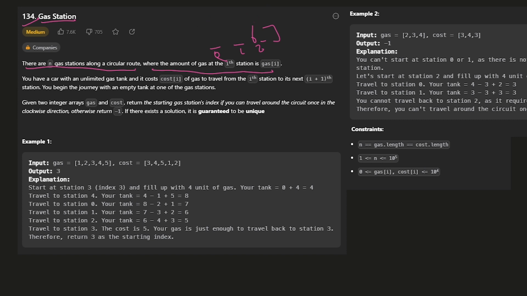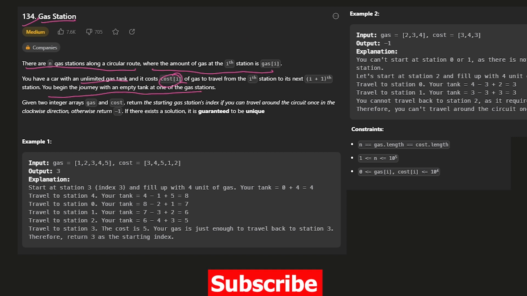Now let's remove this. Alright guys, so you have a car with an unlimited gas tank and it costs cost[i] of gas to travel from the i-th station to the next (i+1)-th station. That means moving from one station to another station, we need to spend this much cost. It takes this much cost to move from station 0 to station 1, or any station to the next station. Fine. You begin the journey with an empty tank at one of the gas stations. Now we are going to start our journey with empty gas. We don't have any gas in our tank.